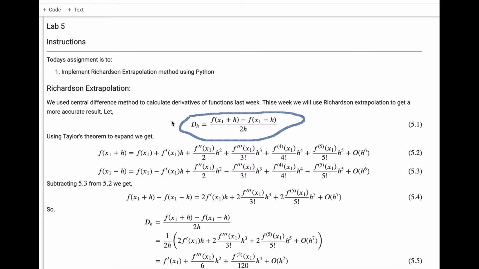Okay, so to start the Richardson extrapolation, we will be using Taylor's theorem. You can find this formula on Google or any other place. So if we expand these two functions using the Taylor theorem, we will find this extended function. It is nothing but substituting the corresponding values into the Taylor theorem's equation.